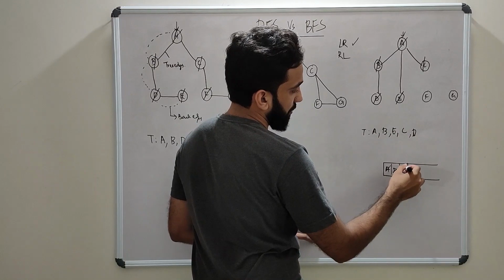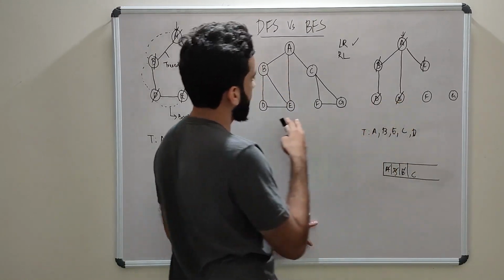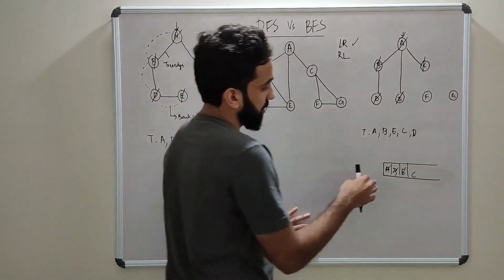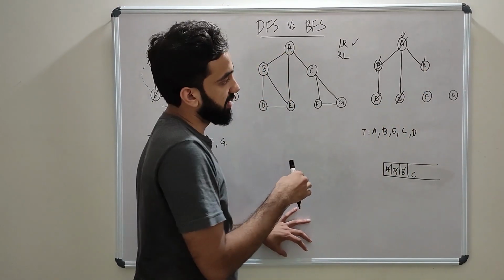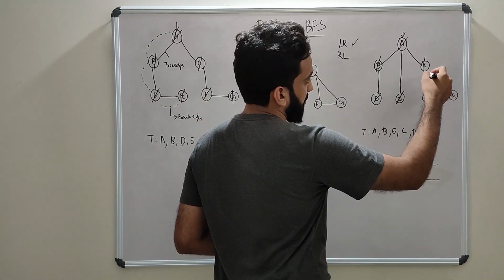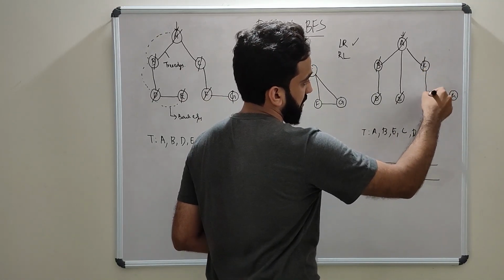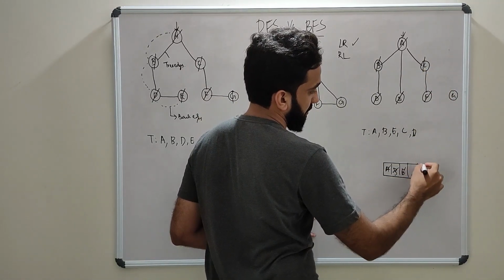Next we'll go for E. So for E, there are no children which are not visited. So E is also done. Then we'll go to C. So C has F and G, they are not explored. So maybe we'll go to F, then we'll mark F as visited. F.